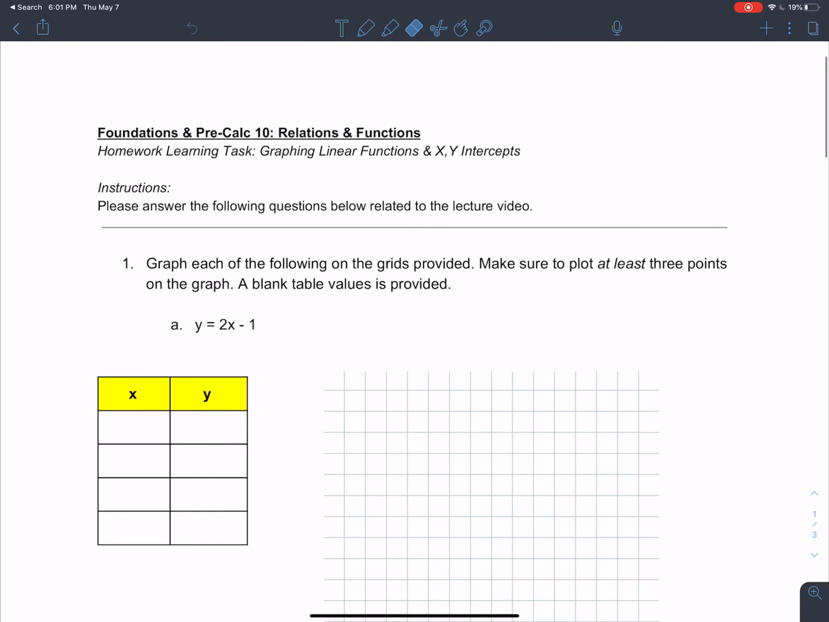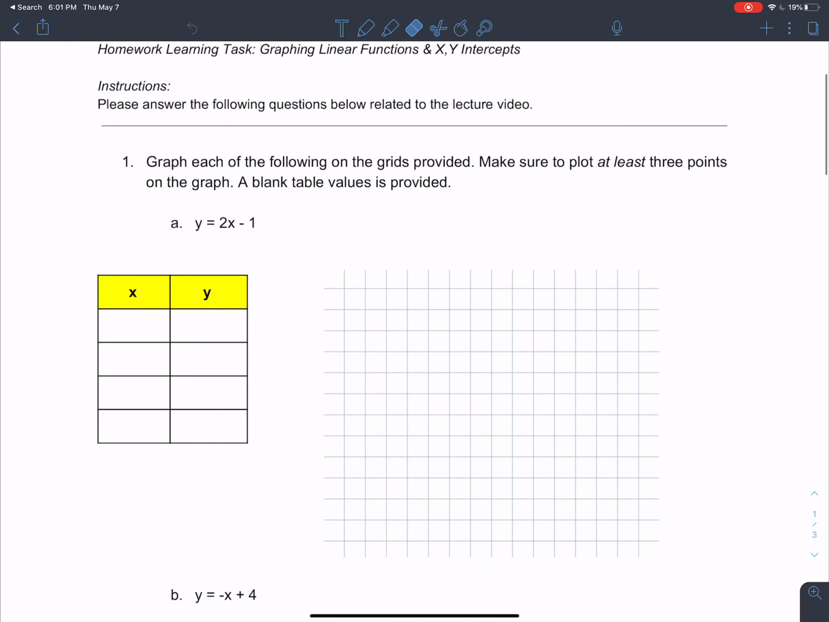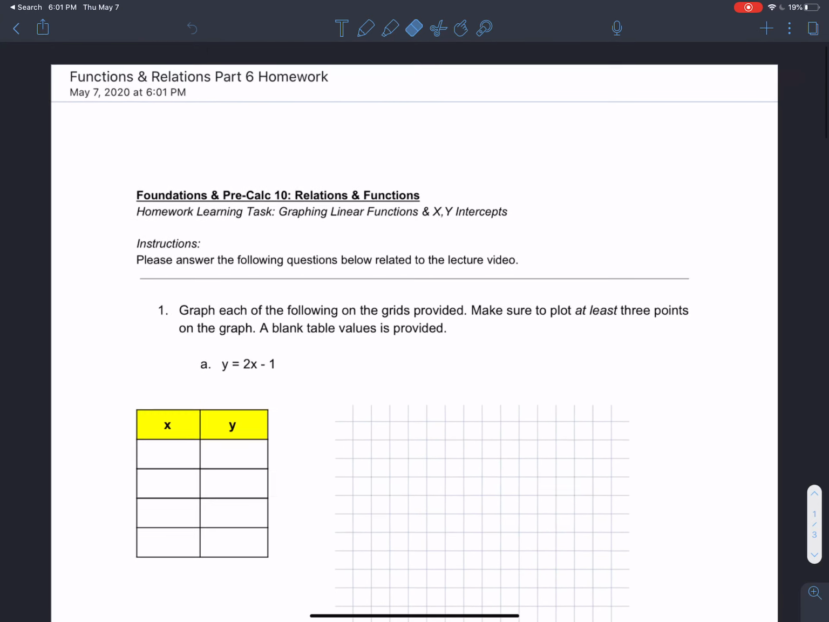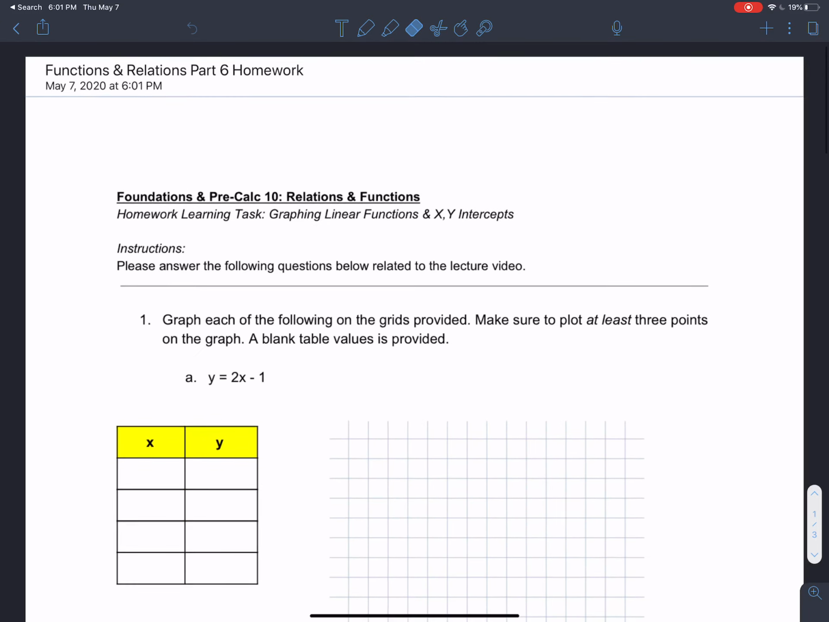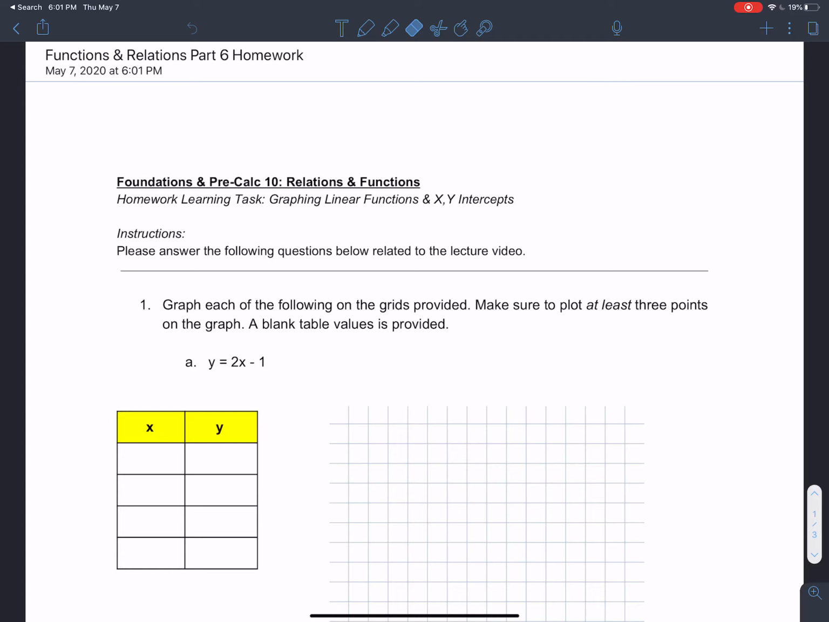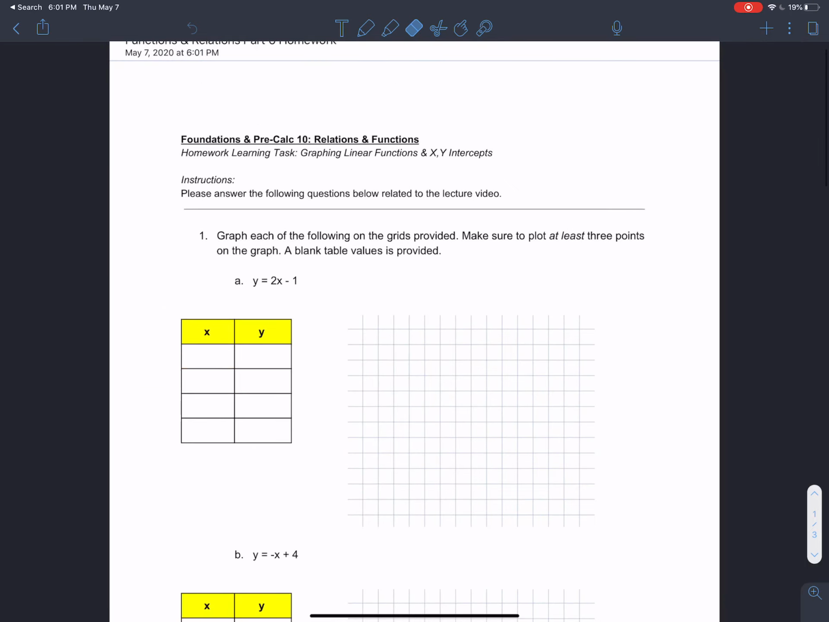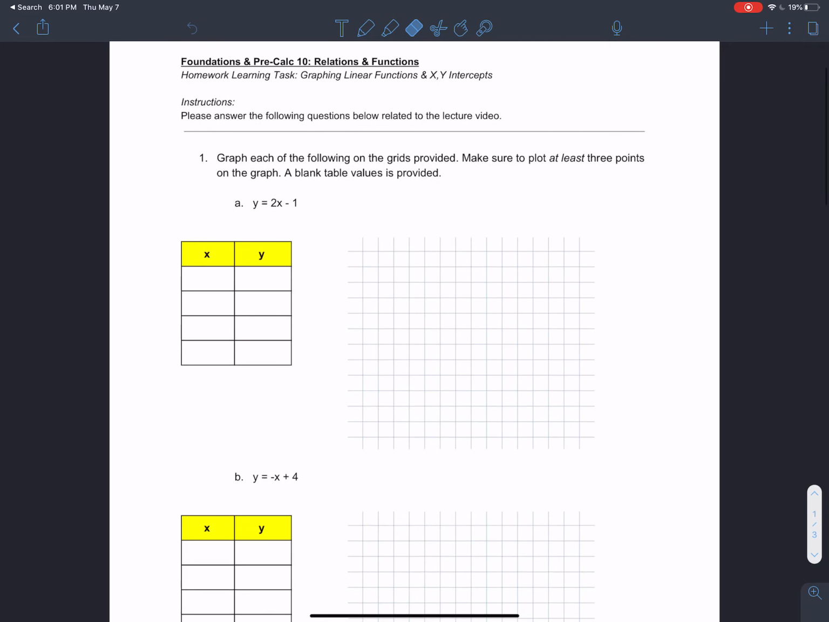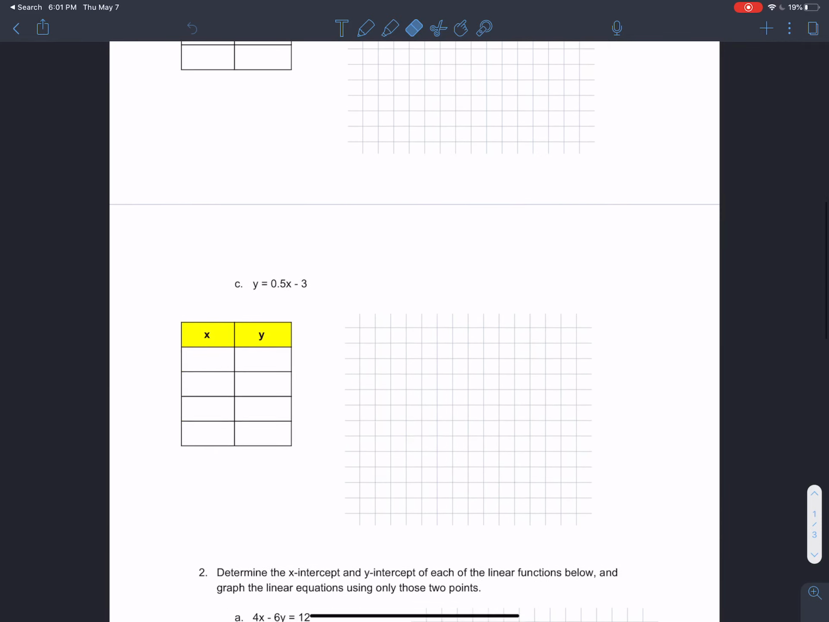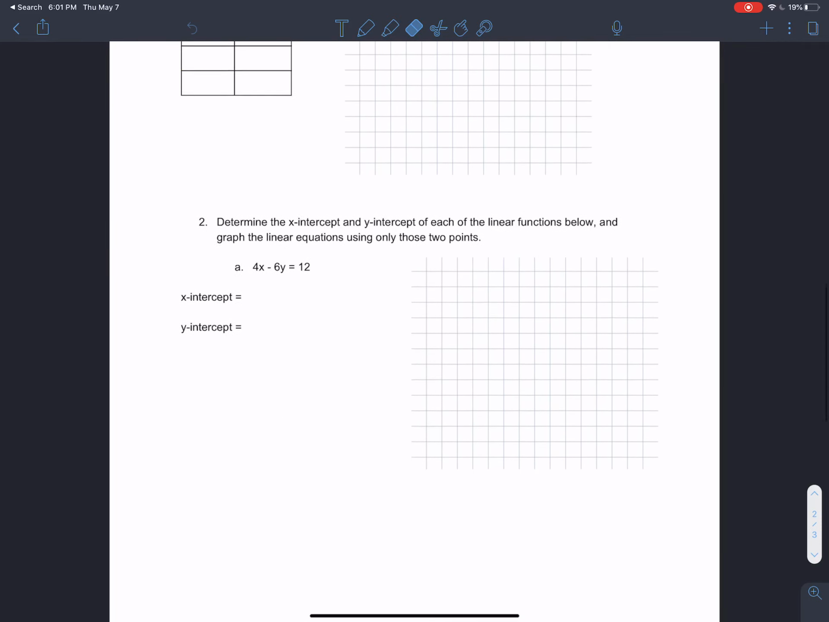Hey everyone, as promised, I will release some of the solutions here. For the first part, this is the functions and relations part 6 homework that I assigned earlier this week on Tuesday. So just glancing at everyone's work so far, everyone seems to be doing fine with these first few problems here, AB1, A, B, and C.